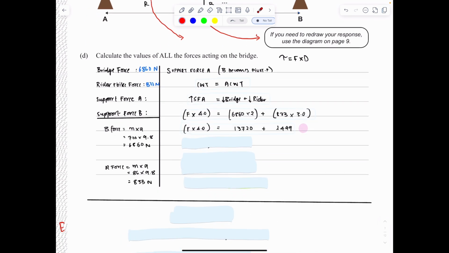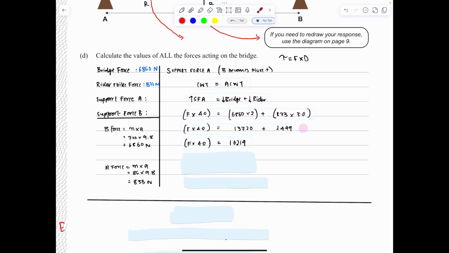So simplifying this side, I've got the torque force of the bridge, which is this, plus the torque force of the rider, which is this. Plussing those together, I simplify it further to get 16219. And then now I can rearrange to find what the support force A is.